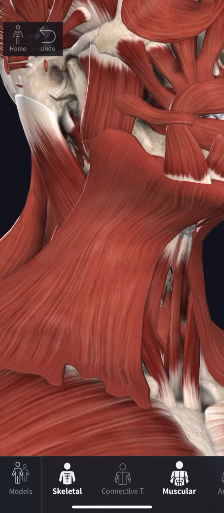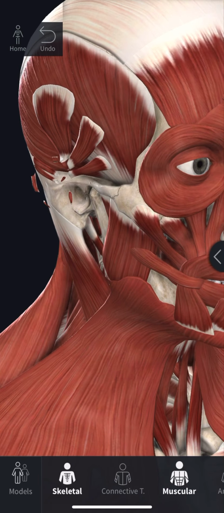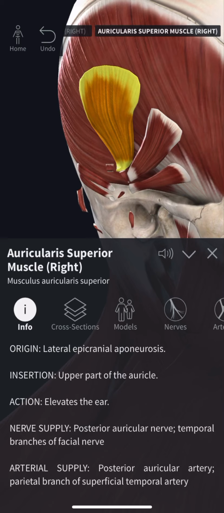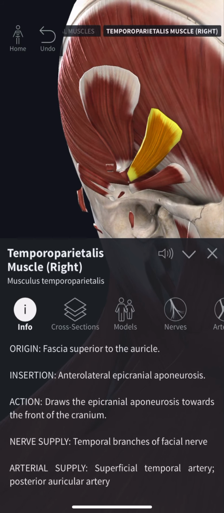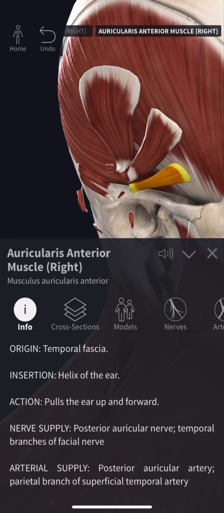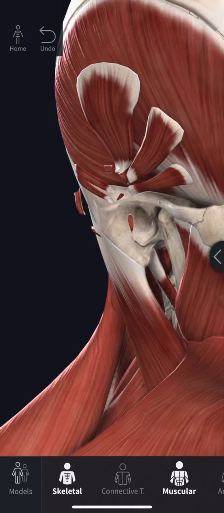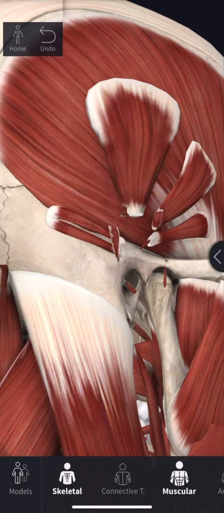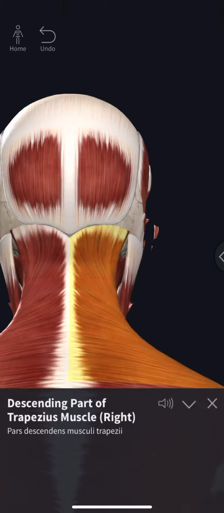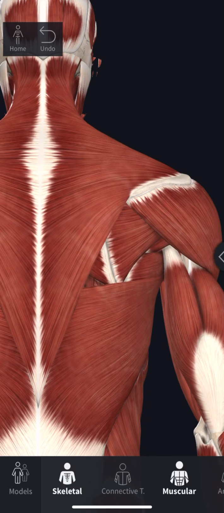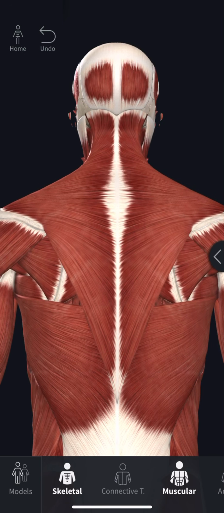Masseter. These are the small muscles of the external ear, the pinna, known as auricularis superior. Okay, a bit of temporoparietalis muscle and auricularis anterior muscle. These are arising from the external ear or from the pinna. Okay, so this is your trapezius, big sheet that you have here.